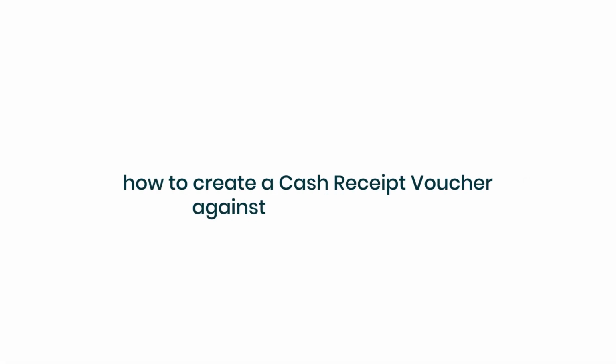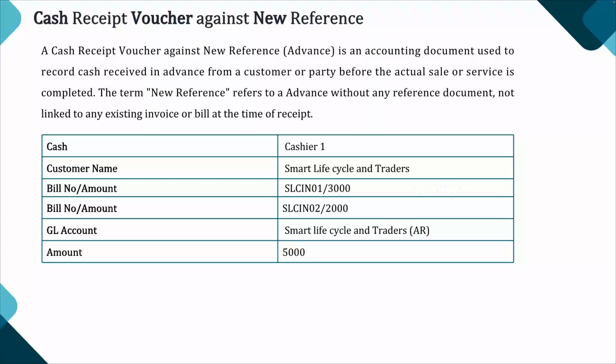Let us see in this video how to create a cash receipt voucher against a new reference. A cash receipt voucher against a new reference is an accounting document used to record cash received in advance from a customer or party before the actual sales or service is completed. The term new reference refers to an advance payment received without any reference document, such as an existing invoice or bill, at the time of receipt.